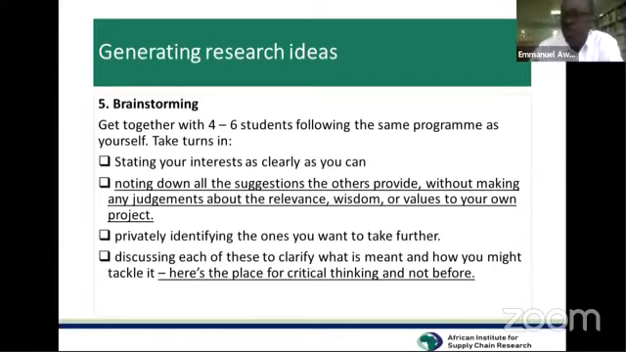So you just have a session where you are generating issues, ideas, you're just popping them and noting them down. Then at the last stage is when you discuss each of these to clarify what is meant. So this is basically the stage where you are looking at these ideas and critiquing them, right? Looking at them with a critical eye, so that you find out which of these make sense and which one you would be interested to pursue further.